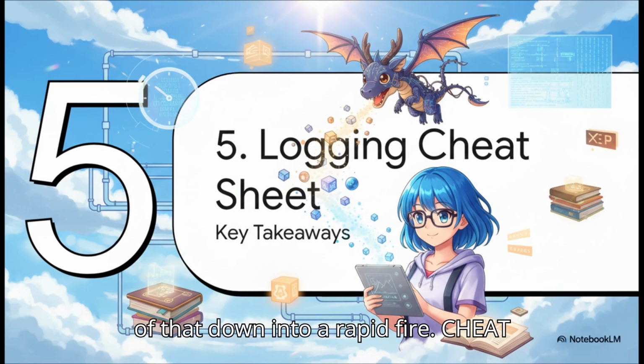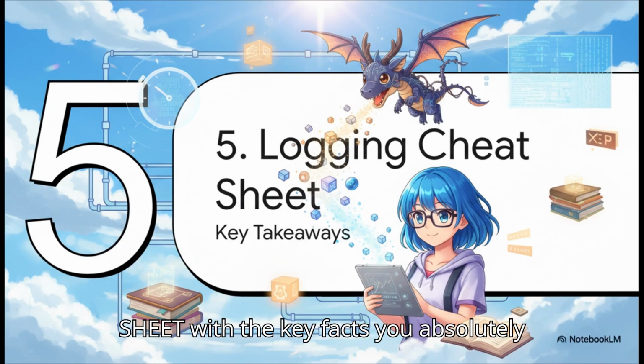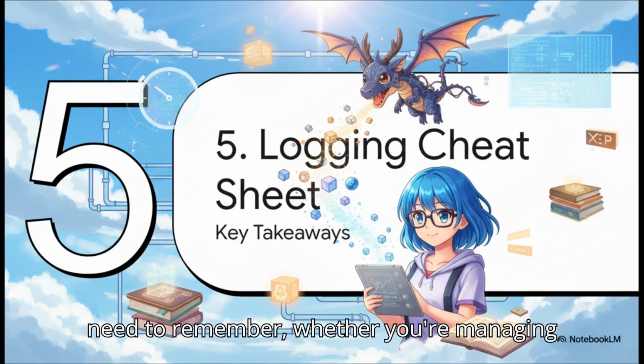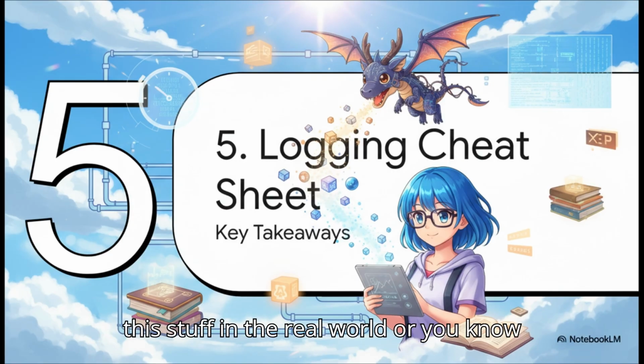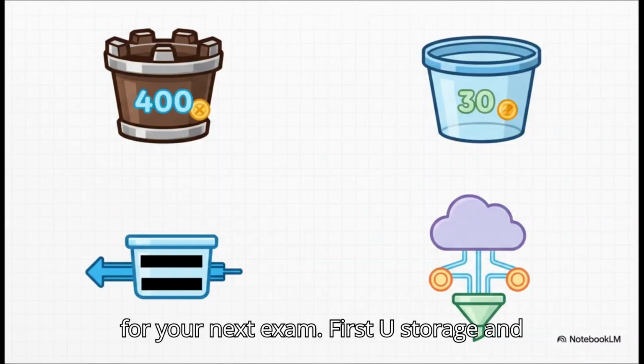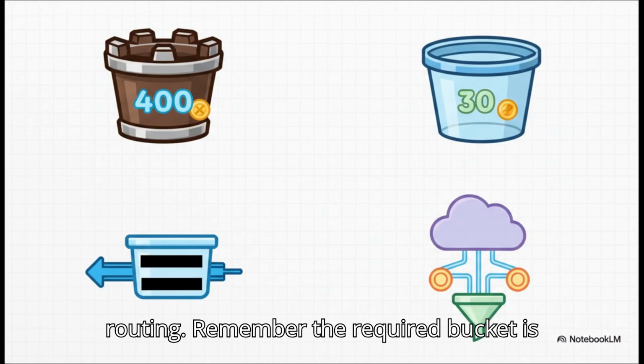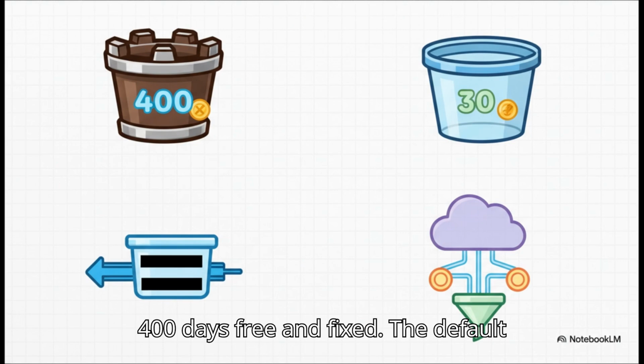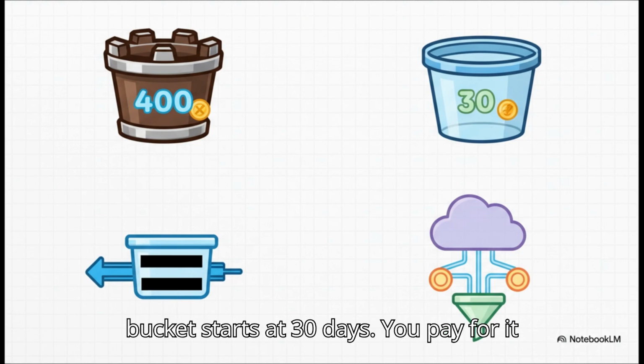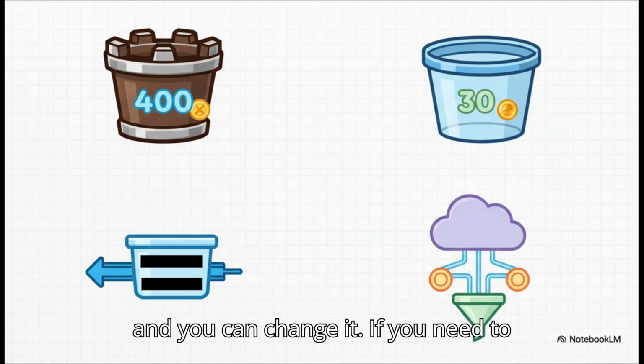Now, let's boil all of that down into a rapid-fire cheat sheet with the key facts you absolutely need to remember, whether you're managing this stuff in the real world or for your next exam. First up, storage and routing. Remember, the required bucket is 400 days, free and fixed. The default bucket starts at 30 days, you pay for it, and you can change it.